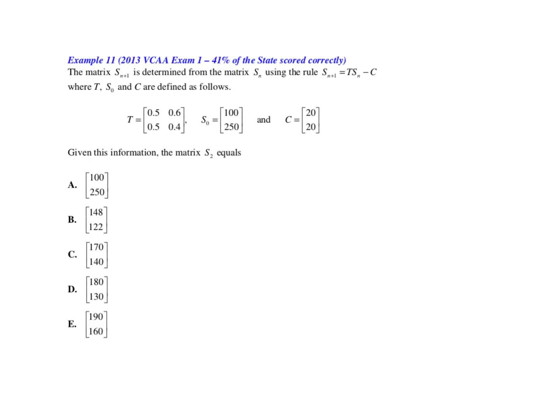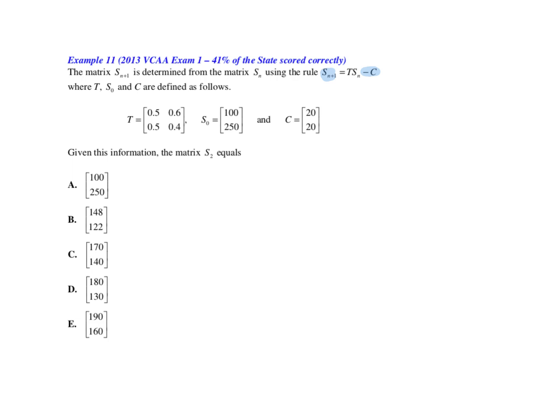Okay, so we're looking at transitions with recurrence formulas. That's how we can get the next term, and there will be another extra matrix. All these exam questions are looking at that. The first one says the matrix Sn plus 1 is determined from the matrix Sn. So this is all just saying we can get the next matrix using this formula. Given this information, the matrix S2 will be.